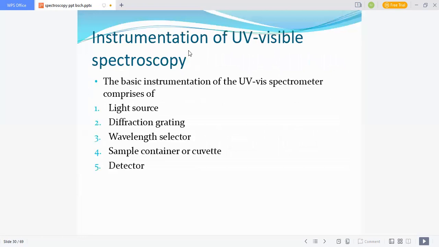Move to next slide. Instrumentation of UV visible spectroscopy. The basic instrumentation of the UV visible spectrometer comprises a light source, diffraction grating, wavelength selector, sample container, and detector.